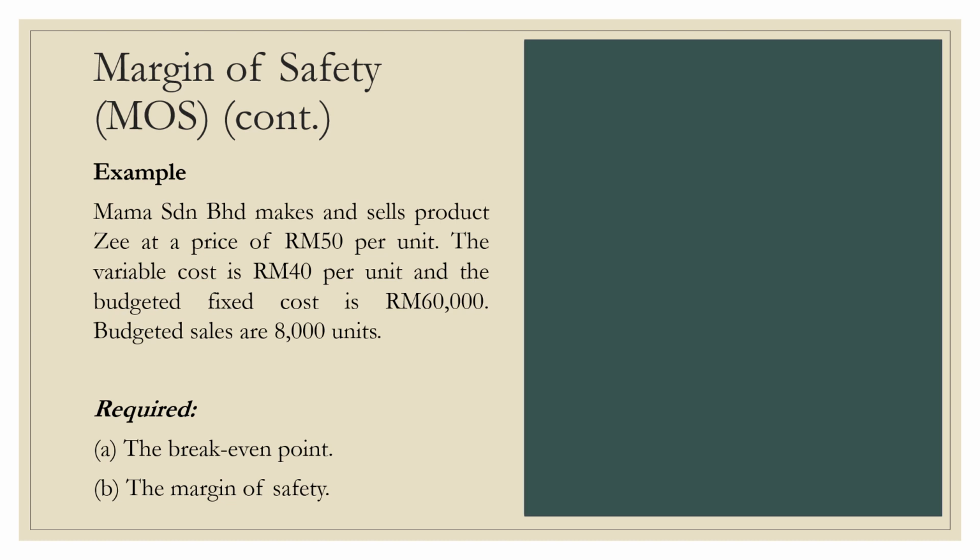This is an example of how to calculate the margin of safety. If I read this, Mamas Berhad sells product Z at a price of 50 ringgit per unit. The variable cost is 40 ringgit per unit and the budgeted fixed cost is 60,000. The budgeted sales are 8,000 units. You are required to calculate the break-even point and then the margin of safety.